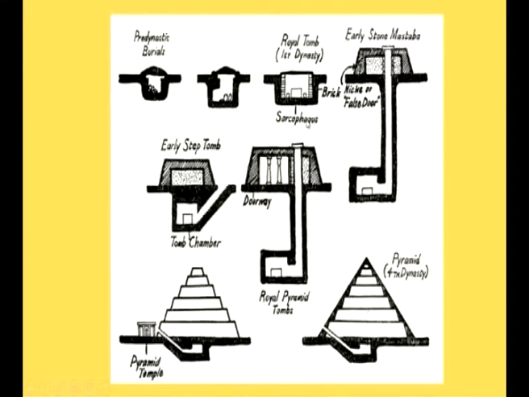The sarcophagus contained the mummified body of the person. So this was the royal tomb of the first dynasty. And next was the early stone mastaba. This mastaba was built on slanting brick walls and a flat roof.